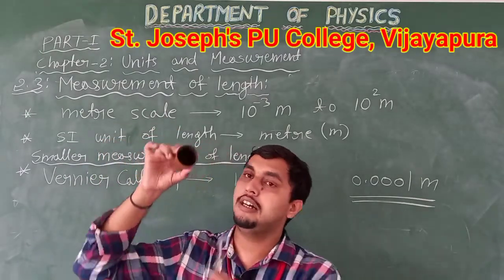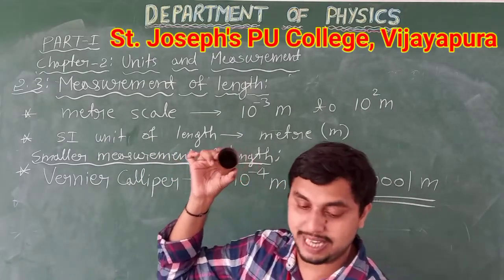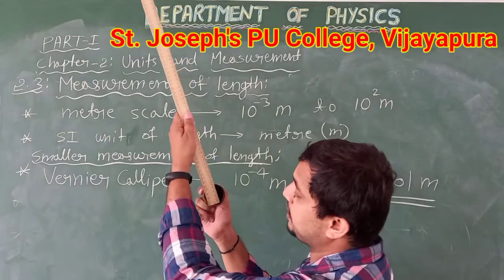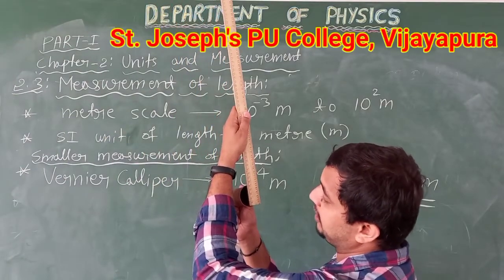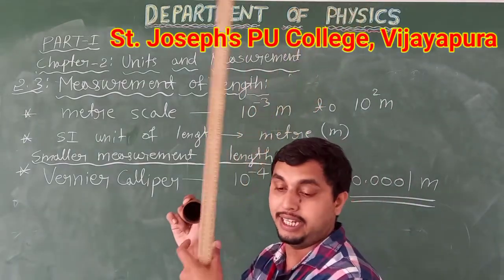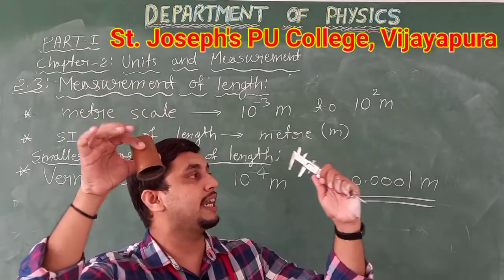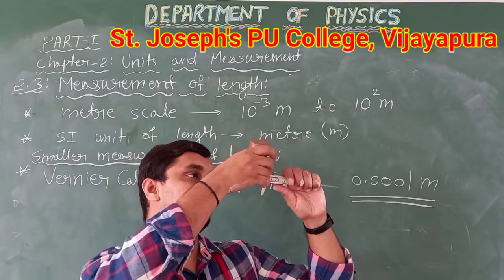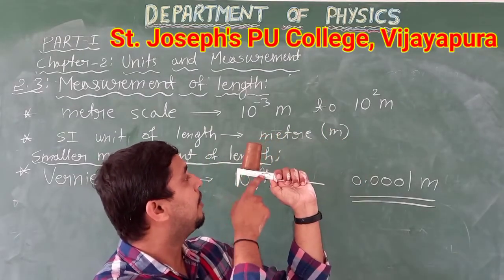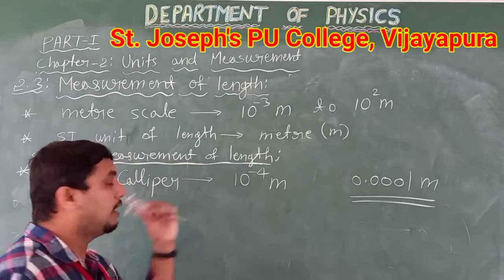And also, I have another object. So how to measure the internal diameter of this calorimeter? This, we will call a calorimeter, or you can say any glass. It is impossible to measure the exact diameter, because we don't know the center of this internal circle. So for that purpose also, we will use the vernier caliper. It gives a standard value for the diameter. Now it is easy to measure the internal diameter of this object by using the vernier caliper.